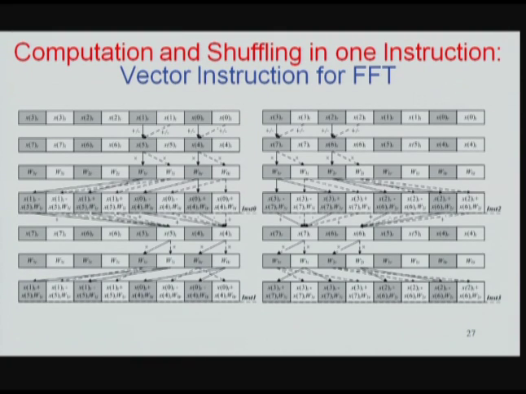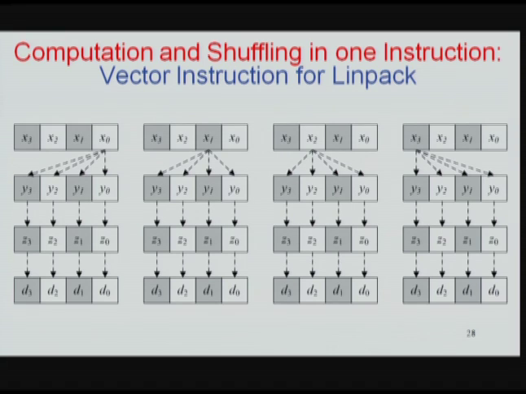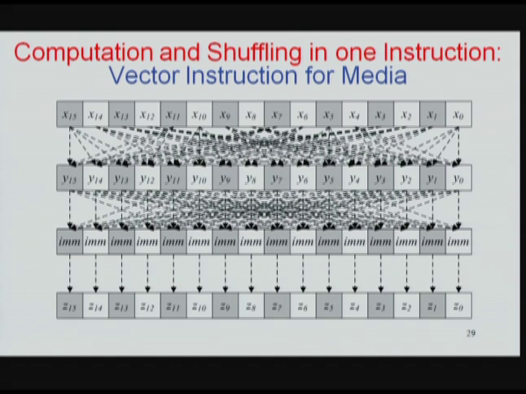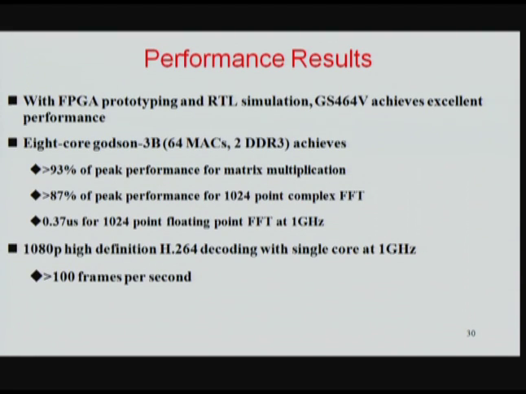Also, we do computation and shuffling in one instruction. You know, in a traditional processor, computation and shuffling are done in different ALUs, different units. We implement instructions which do computation and shuffling in one. This is for FFT. There are 4 instructions. There's 2 and there's 2. And also, we have an instruction for LINPACK. There are many instructions, but these are only examples. And also an instruction for media. The idea is to do computation and shuffling in the instruction. And we have some previous performance results.